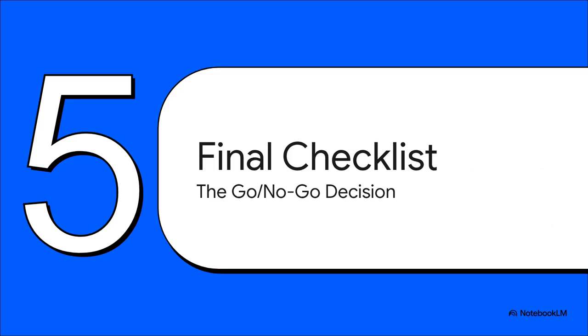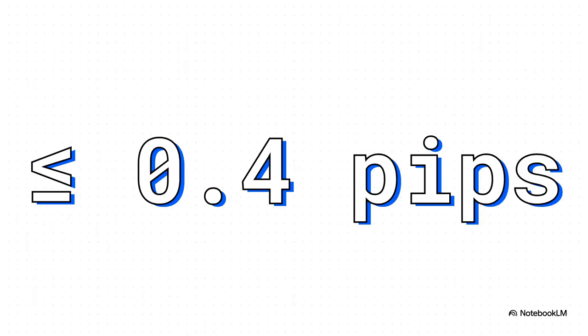Okay, let's pull all of this together into a super simple, actionable checklist you can use in the heat of the moment. This is your final go or no-go decision before you even think about clicking that buy or sell button. Let's make this really concrete. For a top-tier pair like Euro-USD, here's a hard and fast rule. If the spread isn't 0.4 pips or less, I'm just not interested. That number acts as your guardrail, protecting you from high costs before you even enter a trade.